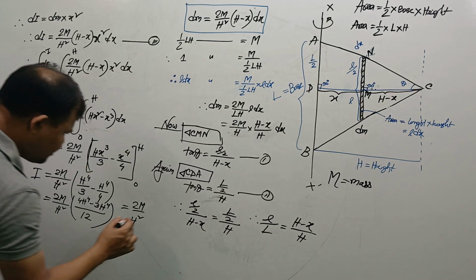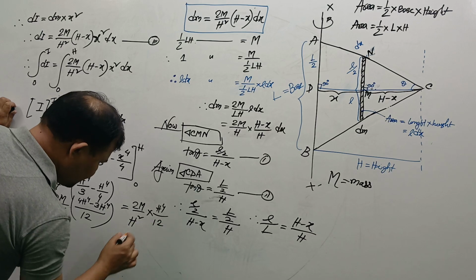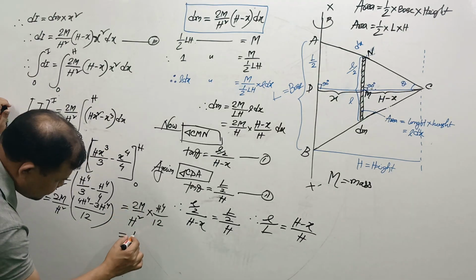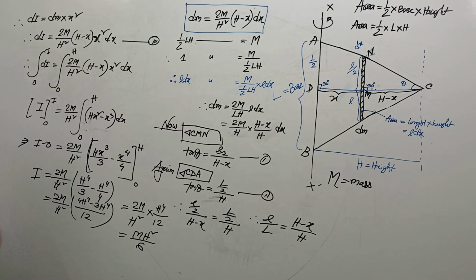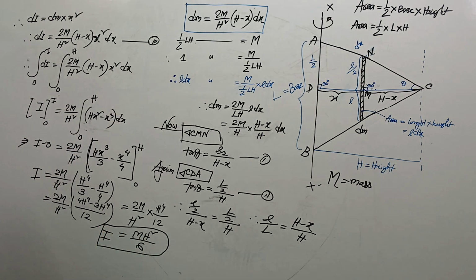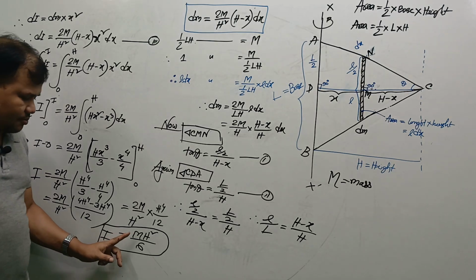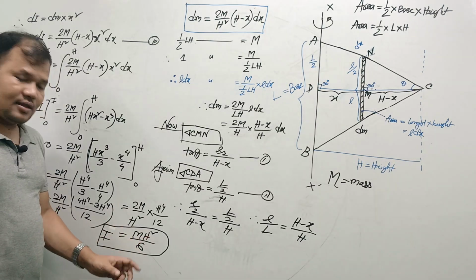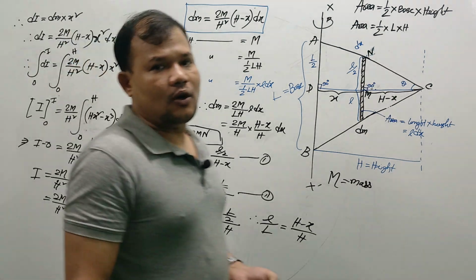2m divided by h square into h to the power 4 divided by 12. Now, if we solve this part, then this will be m h square divided by 6. Finally, we get the moment of inertia of the triangle. This is the moment of inertia of the triangle. Okay, my dear student, I think all of you clearly understand. This equation gives the message: m is the mass of the triangle, h is the height of the triangle, and we just divide by 6. I think all of you clearly understand.